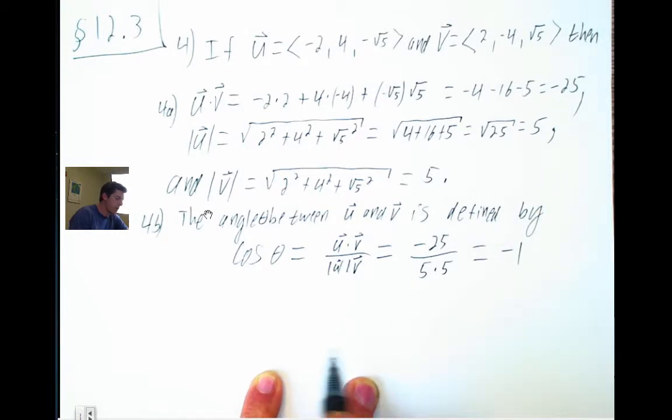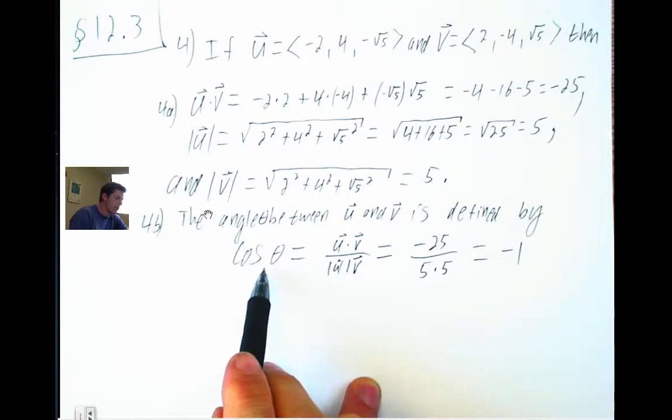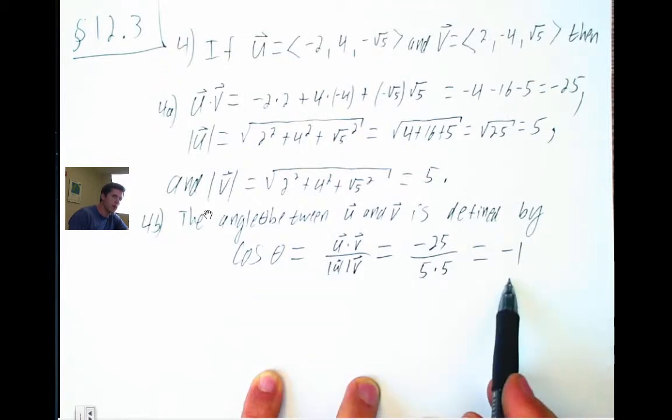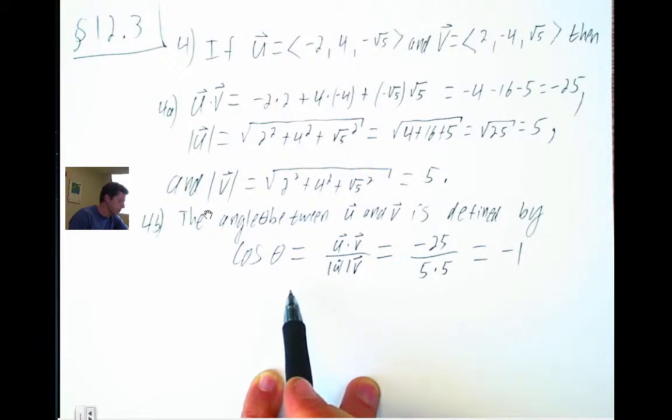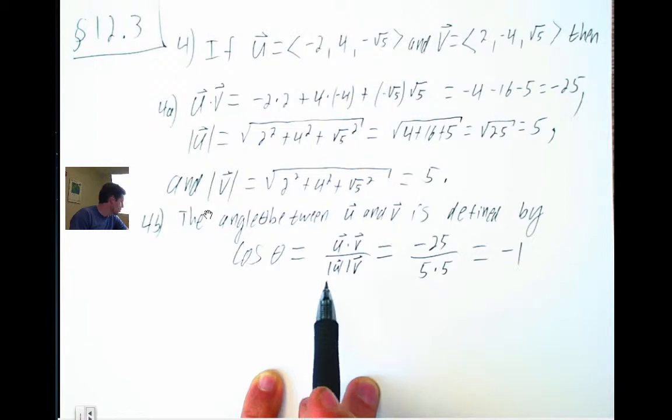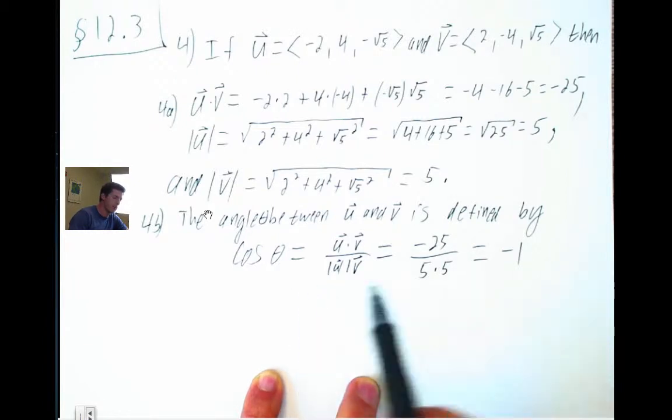Oh, you know what? I bet you. So what angle theta has cosine theta equal to negative 1? That's arc cosine of negative 1. Cosine is the x-coordinate on the unit circle, so I'm thinking pi. But that angle is not what's being asked for here. Rather, part B says, find the cosine of the angle between u and v. Awesome. I'm done.